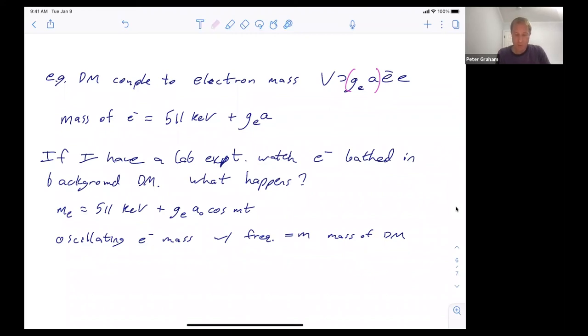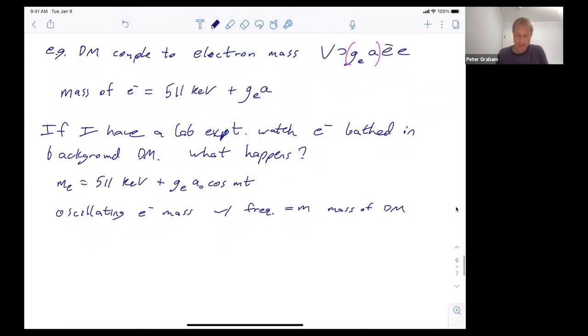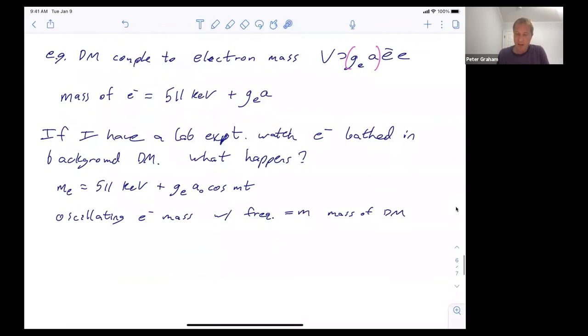But for that, I do have to tell you one more thing, which is there are, of course, bounds on how strong this g_e can be. And in fact, one of the things they come from, let me go into a little bit of quantum field theory language. If you haven't seen it before, just bear with me and accept what I'm saying.